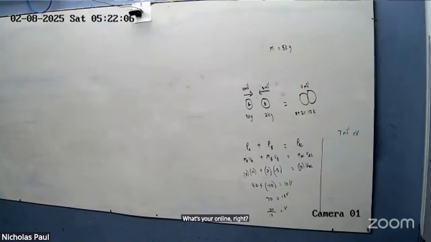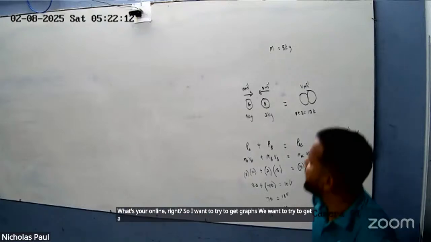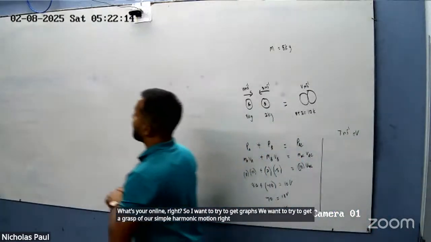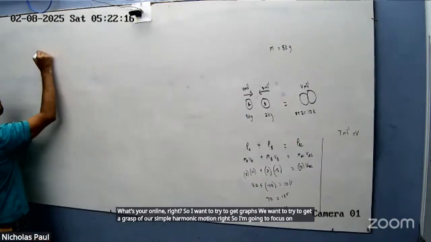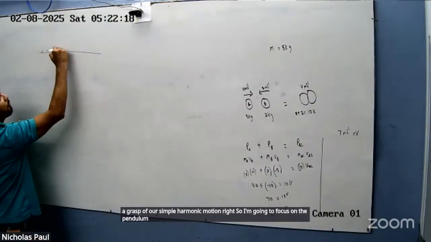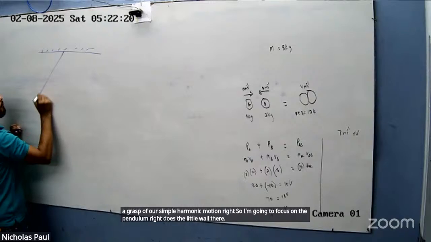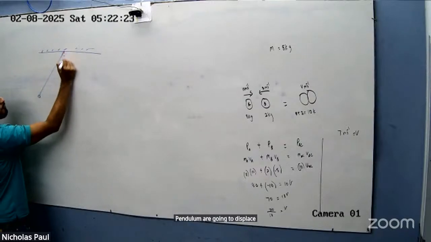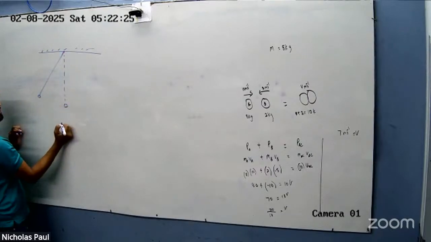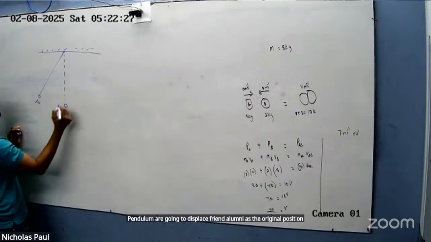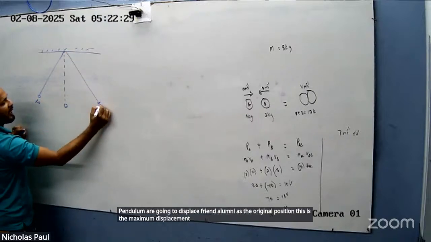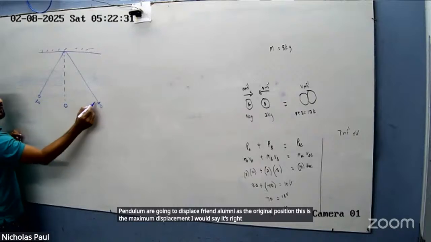So I want to try to get the graphs for simple harmonic motion. I'm going to focus on the pendulum. That's the little wall there. I'm going to displace the pendulum. That's the original position. This is the maximum displacement on both sides. So the pendulum is oscillating like that.